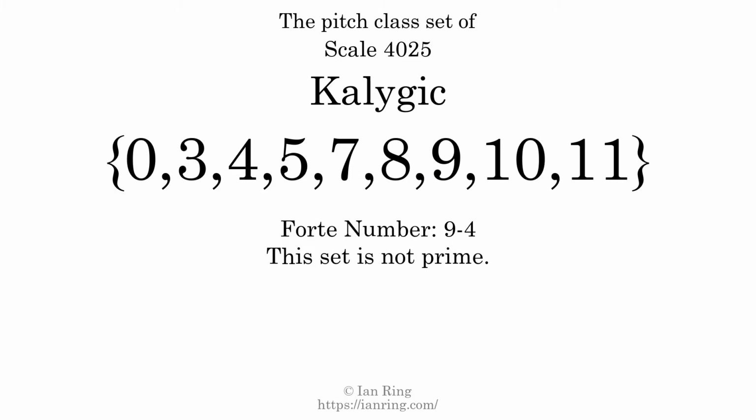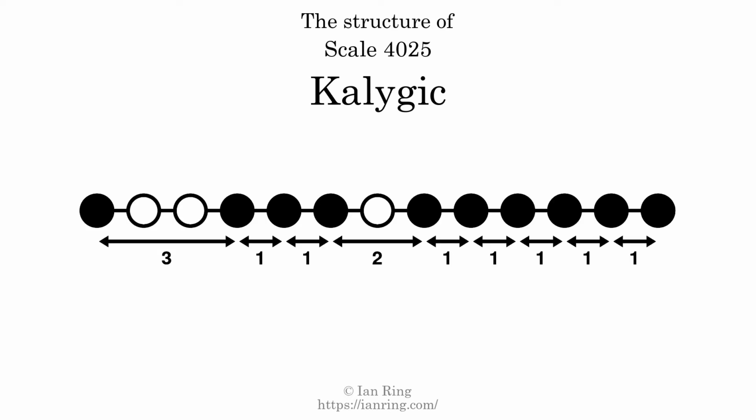The pitch class set for this scale is 0, 3, 4, 5, 7, 8, 9, 10, 11. The fault class is 9, 4. This set is not prime. The structure of a scale is a description of the interval distance between each successive tone. This scale has a structure of 3 1 1 2 1 1 1 1 1.